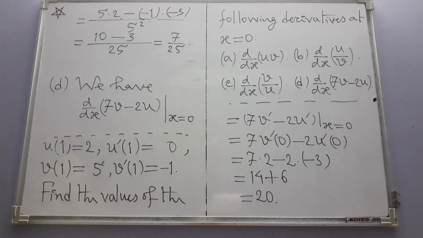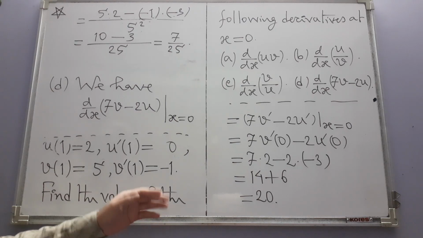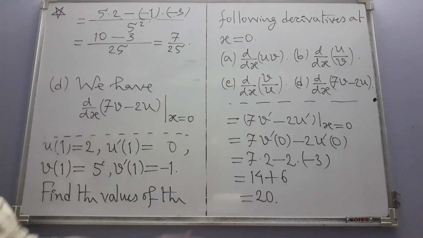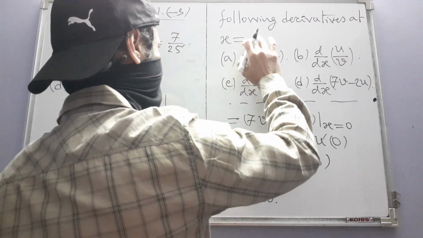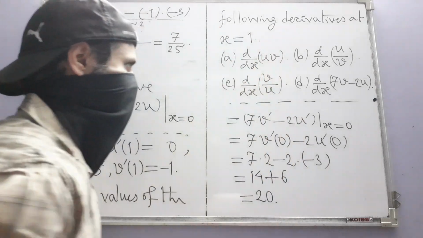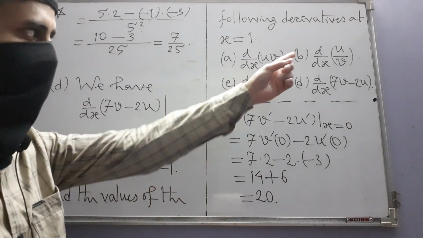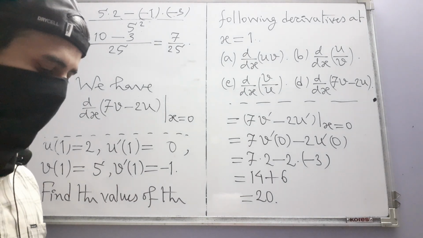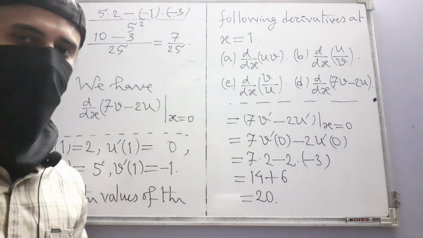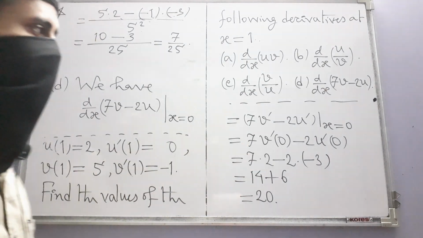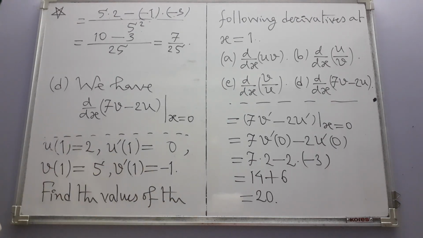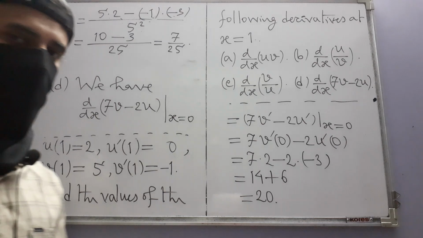With this information, you then have to find these following derivatives at x equal to 1. And the derivatives are exactly the same. Product, the two quotients, and again 7v minus 2u. So you can similarly do this one also. So that I leave to you. The 40th one I am leaving to you. So let us next see 41.